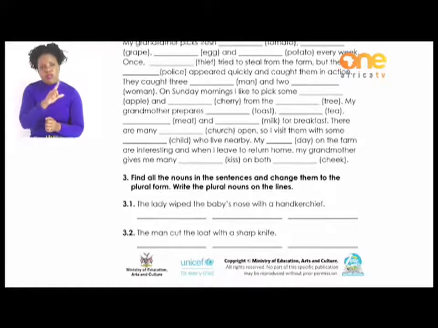The first noun is lady, so it becomes ladies. Baby becomes babies. Nose becomes noses. And handkerchief becomes handkerchiefs. So you do 3.2 and 3.3 on your own.